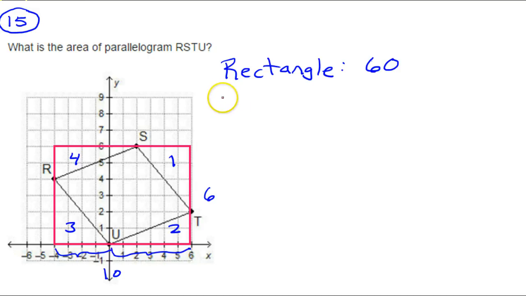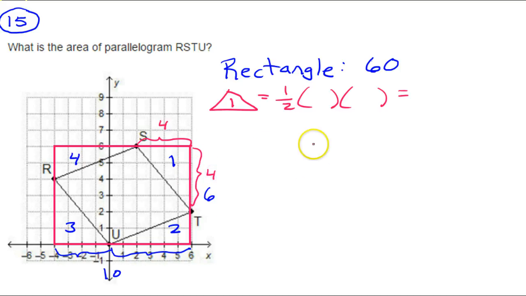Alright, so triangle number 1. So you know a triangle is 1/2 base times height. Okay, triangle number 1. The base is like right here. Alright, that's 1, 2, 3, 4 squares. The height is right here. That's 1, 2, 3, 4 again. So it's 1/2 times 4 times 4. 4 times 4 is 16. Half of 16 is 8. So that's my first triangle.